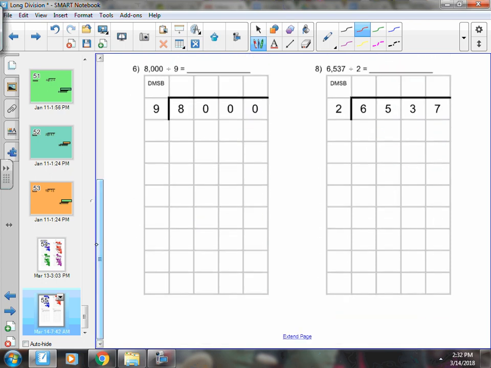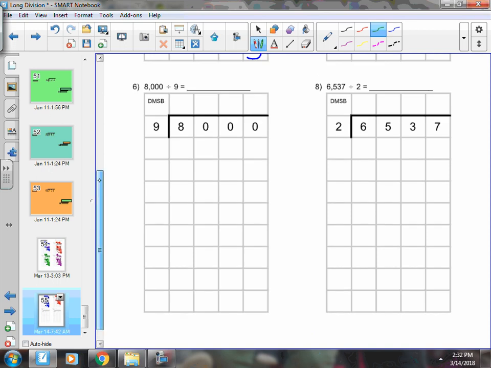Down below, 8,000 divided by 9. Think groups of 9. You can't make any groups of 9 from 8, but you can make some groups of 9 from 80. 9 times 9 is 81, so it better be 8 times 9. Again, a lot of mistakes with subtraction. Be very careful as you subtract.